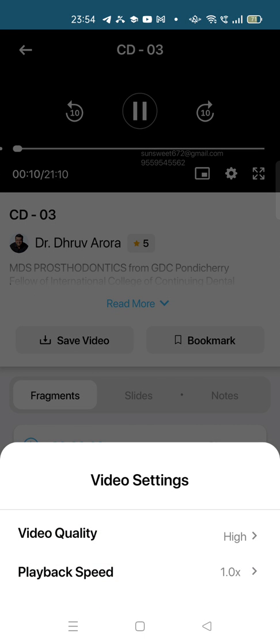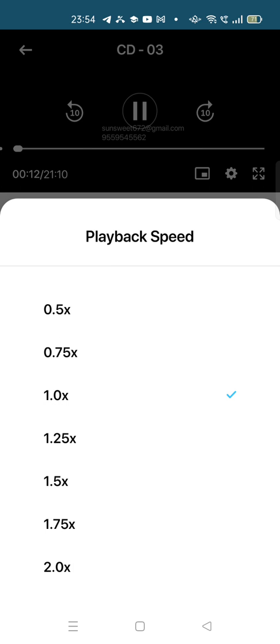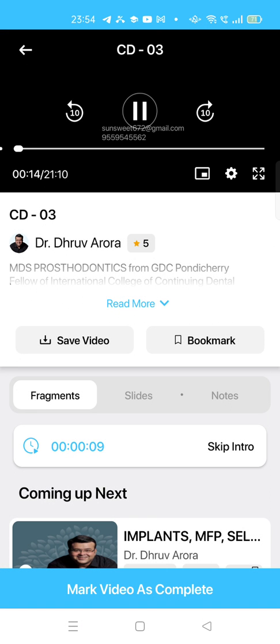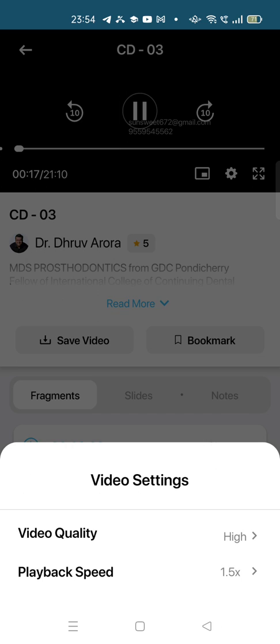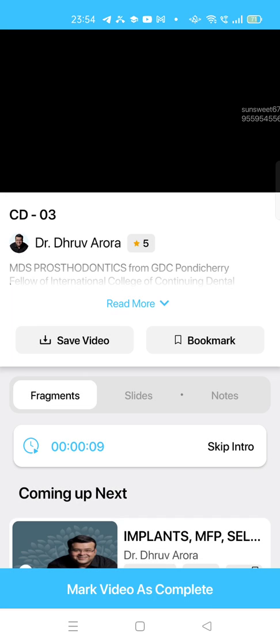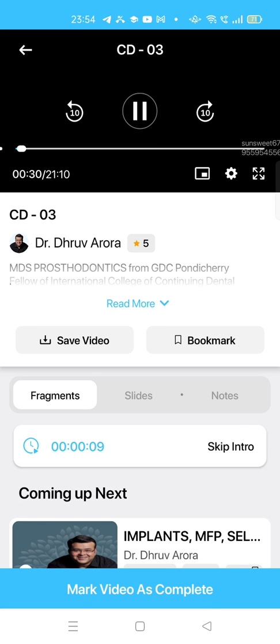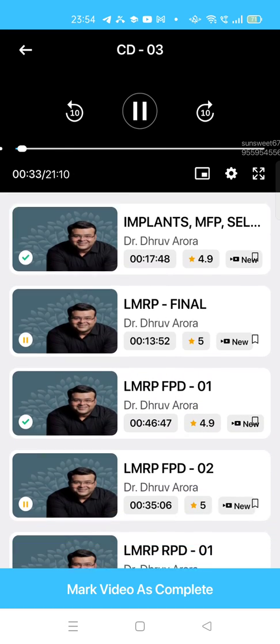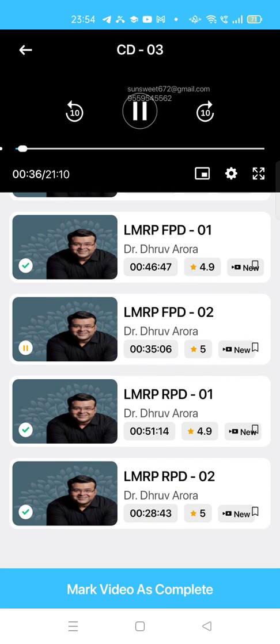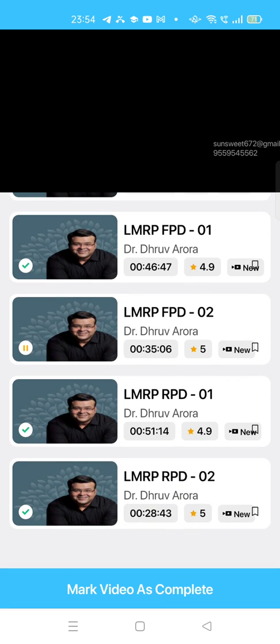So we are going to talk about articulators. What you need to understand at the outset is that when the condyle moves in the glenoid fossa, it moves in an S-shaped curve. But in an articulator, you have a straight line path. That is why an articulator cannot simulate the condyle and glenoid fossa relationship in a 100% accurate manner.